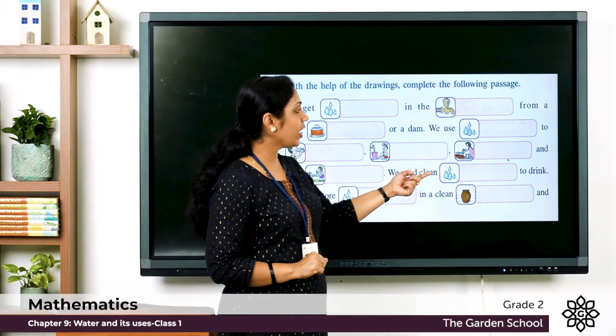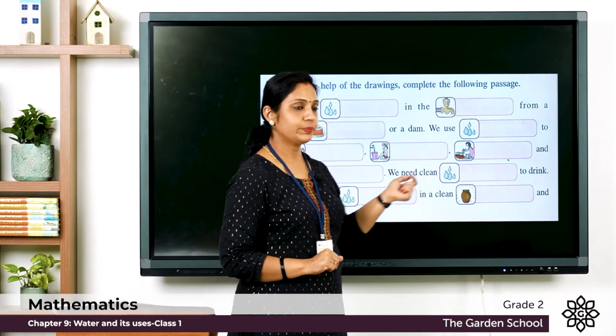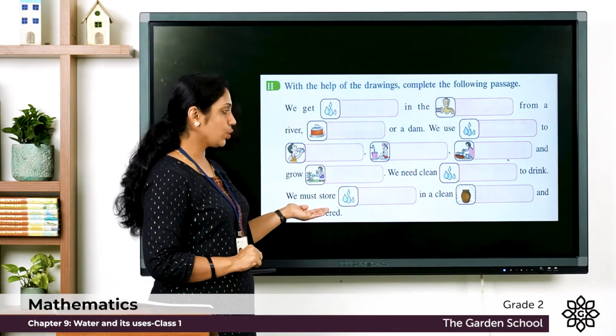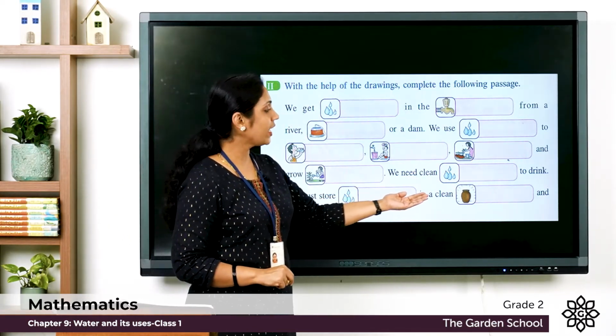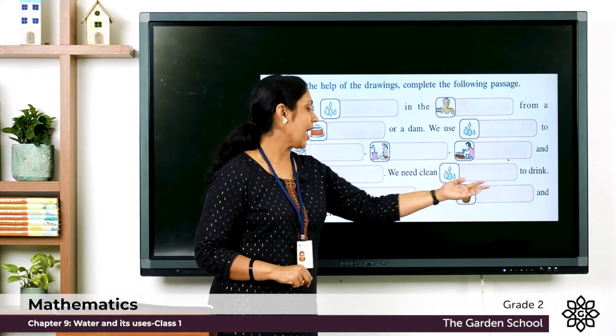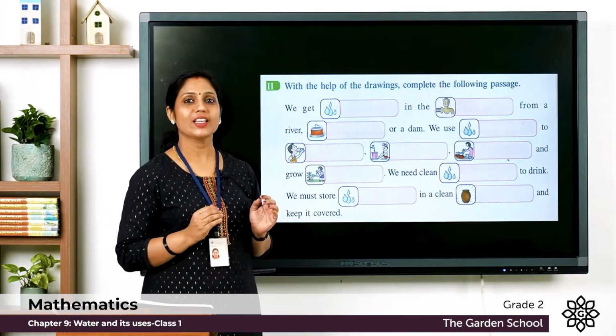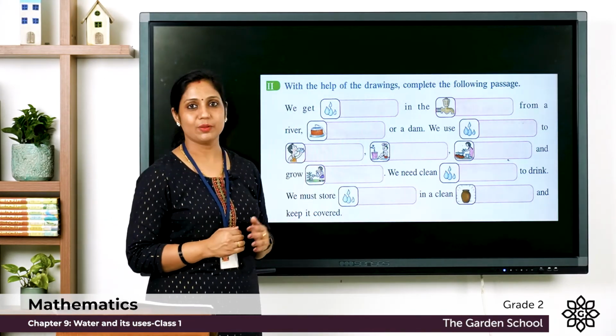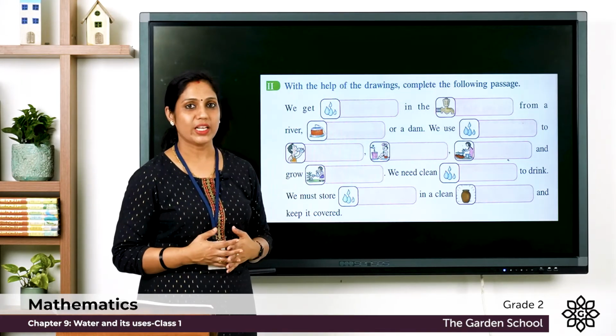We need clean water to drink. We must store water in a clean vessel and keep it covered. Here you can fill the words that are missing here. Let's move on to a next exercise.